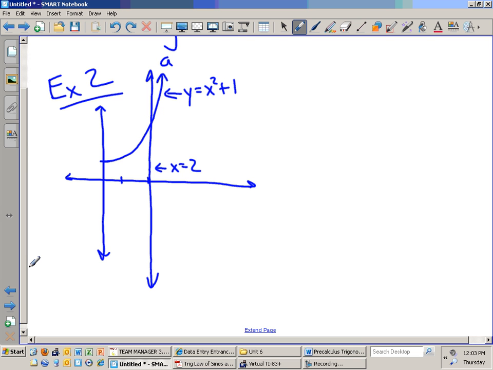So I have another one where we have y equals x squared plus 1, and then x equals 2. And so what we could do is we want to find the volume when this is revolved around the x-axis. Now note that we have options here. Later on, we're going to revolve this around the y-axis, and we're going to get something different looking.